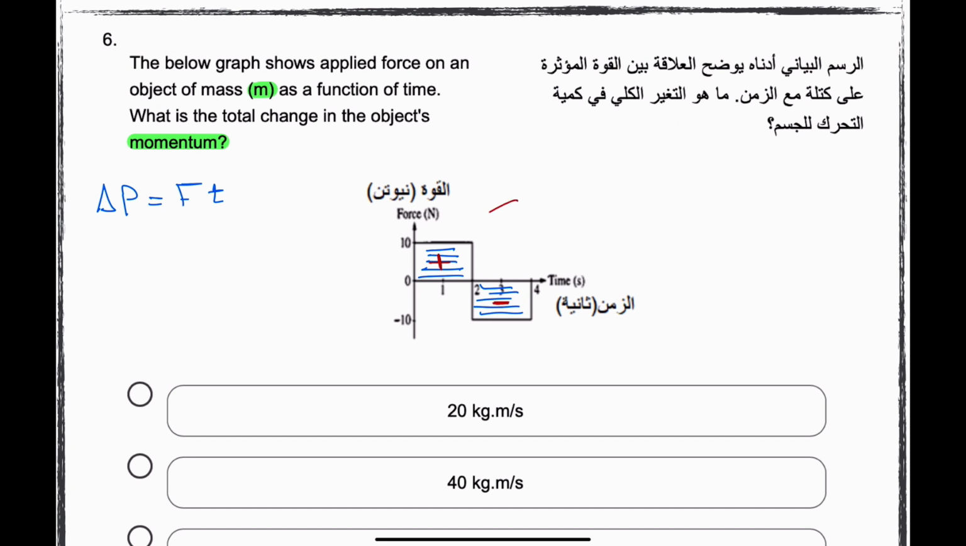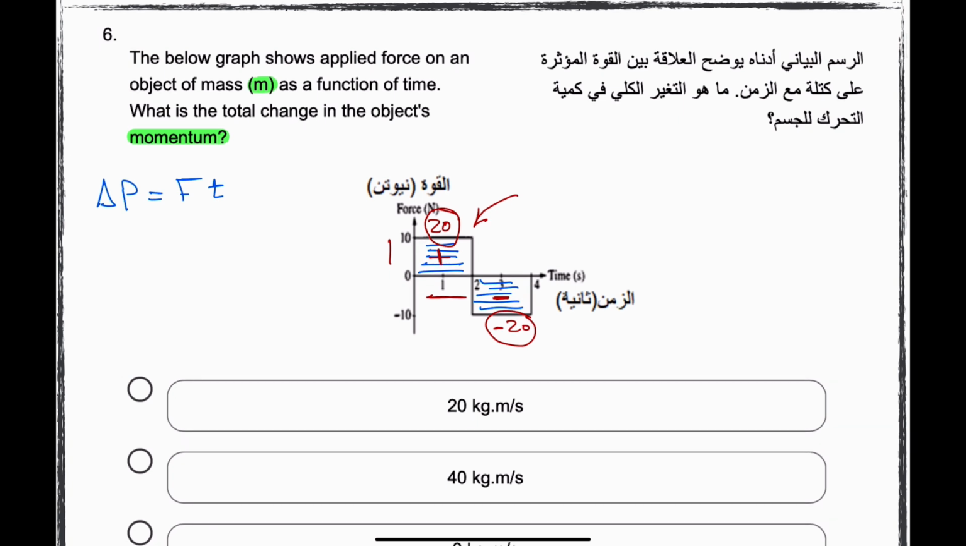So the first area, which is for the triangle, will be equal to 2, which is the base, times the height, which is 10. So it will be 20. And here, from 2 to 4, which is 2, and the height is negative 10. So the same thing, it will be negative 20. Now, if we add them up, 20 plus negative 20, so the result or the answer will be 0.